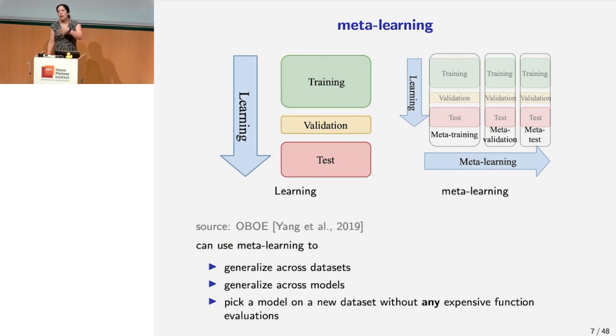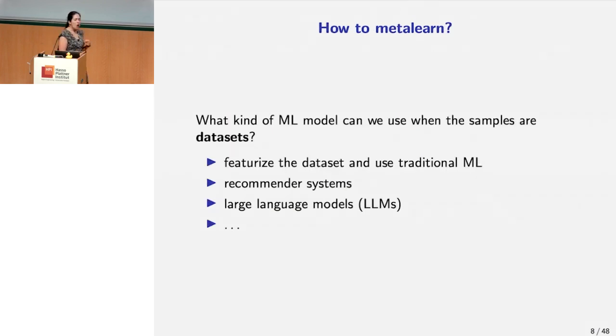The idea is that we would be able to pick a good, let's say, optimizer almost immediately. Okay. Great. So what kinds of machine learning models can we use when the samples are data sets?